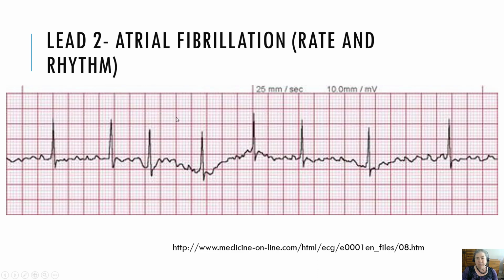So these atria are not contracting in any normal way. Only kind of random impulses are making it past the AV node to cause ventricular repolarization. And so we have an irregular ventricular rate.